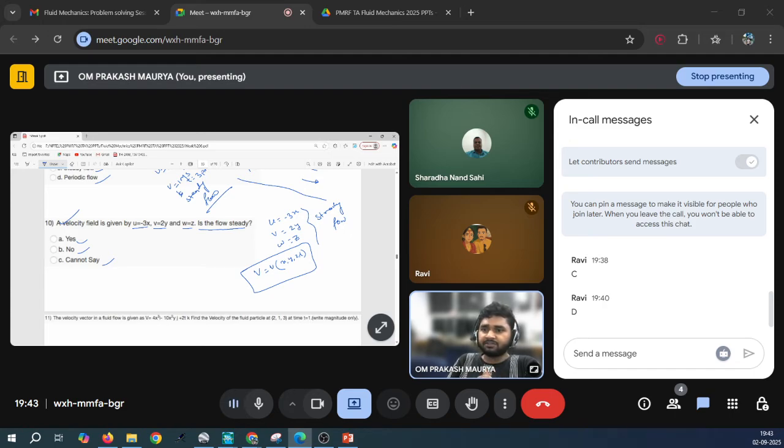So as I have discussed in the previous question, what is the meaning of steady. So if you have, just think on that and try to write your answer, whether yes or no, or can't say with this data. ABC, which option will be correct?